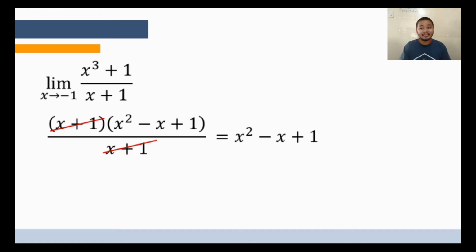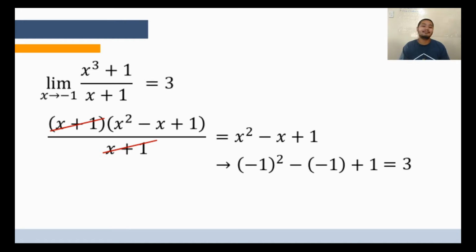Dito, pwede na tayo mag-evaluate. So, yung value ng x is negative 1. Substitute tayo. So, we will have negative 1 squared minus negative 1 plus 1. Pag isolve natin yan, ang makukuha natin dyan ay 3. So, therefore, the limit of x cubed plus 1 all over x plus 1 as x approaches negative 1 is 3.